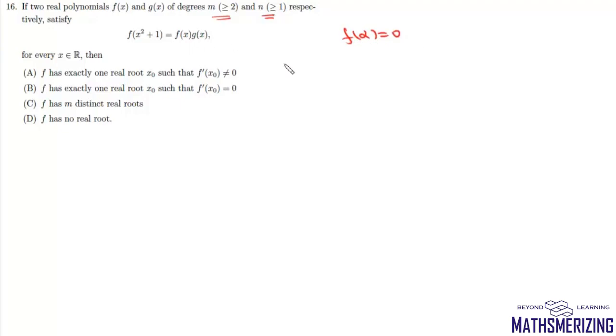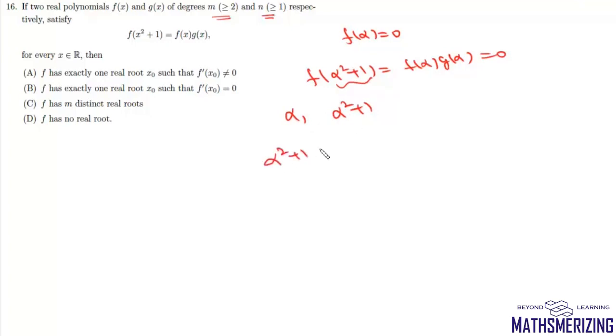Now if f(alpha) is 0, then we can write f(alpha square plus 1) equals f(alpha) into g(alpha) and it will be 0. So if alpha is one of the roots, then alpha square plus 1 will be another root, and we know that alpha square plus 1 will always be greater than alpha.